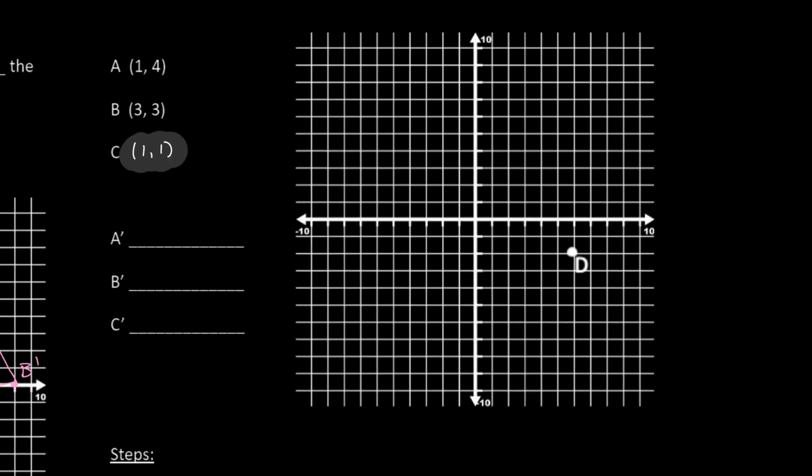Okay, so the first thing we're going to do is plot these points. So we're going to have 1, 4 is A, 3, 3 is B, and 1, 1 is C.